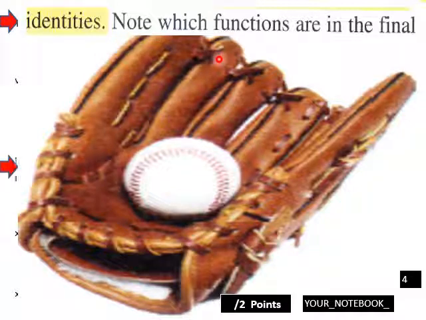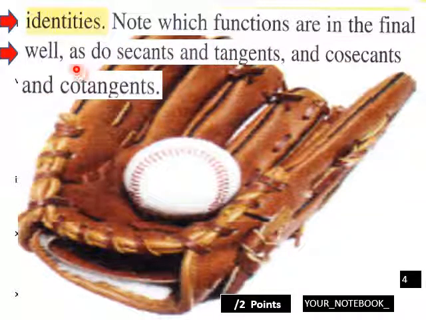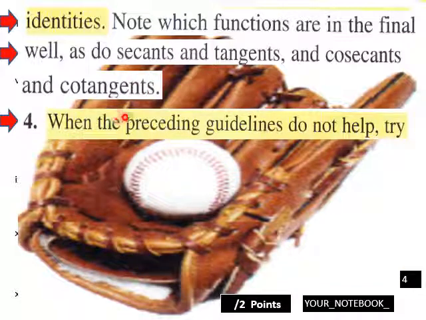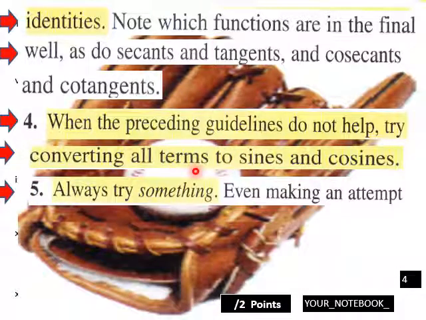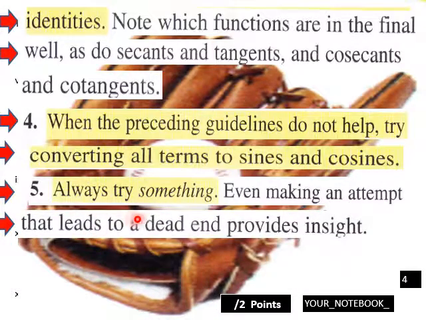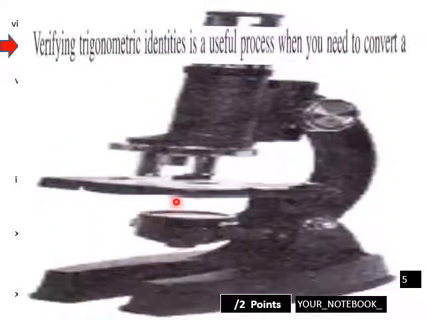Note which functions are in the final expression you want, as well as secants and tangents and cosecants and cotangents. So which functions you end up with will determine which kind of identities you're using. Remember that. Try to form an identity. 4. When the preceding guidelines do not help, try converting all terms to sines and cosines. 5. Always try something. Even making an attempt that leads to no identity provides insight.